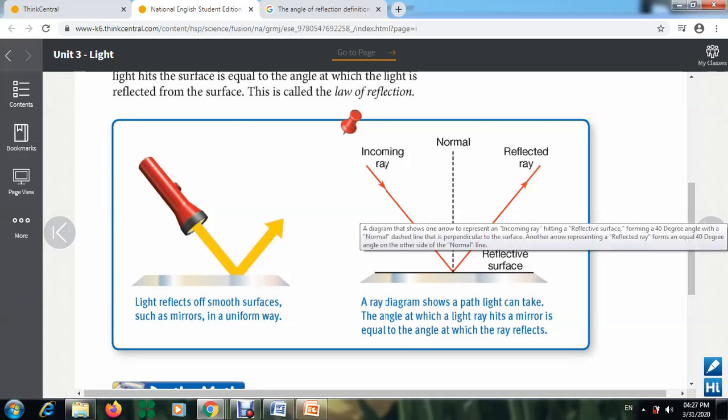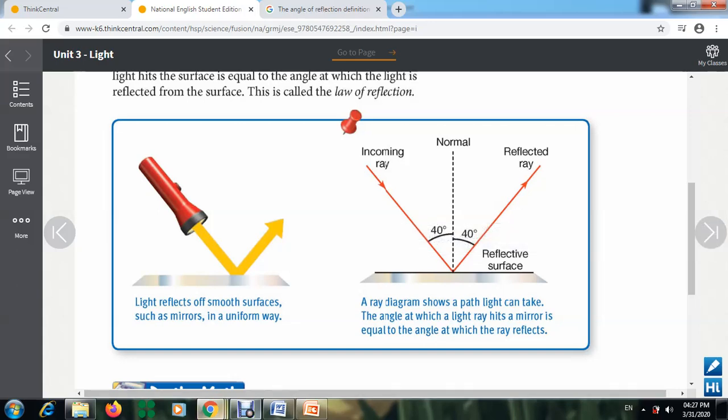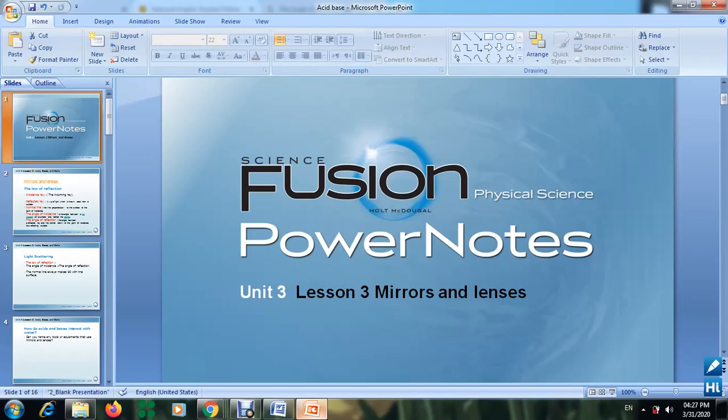Hello everyone. Today we are going to start a new lesson, lesson 3, mirrors and lenses. Before we start talking about the law of reflection, I want to remind you about how light and matter interact with each other.